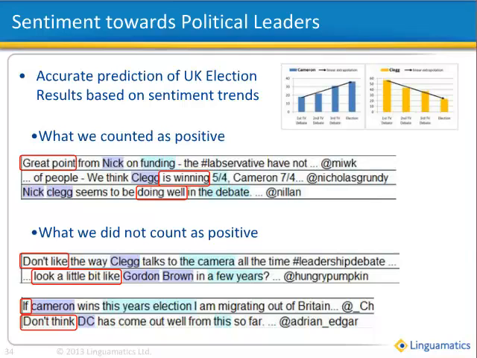But you get more subtle cases, like "look a bit like". That doesn't mean the person likes Gordon Brown. It's just someone else looking like Gordon Brown. In the final examples on the page, we've got "if Cameron wins this year's election". That doesn't mean someone's predicting that they will win it. And with this kind of political debate, you get a lot of hypothetical discussion, a lot of negative cases. You also get quite a few jokes which you need to filter out. So you need to look at the context around things, and you need to use this linguistics to actually work out what's really being said.